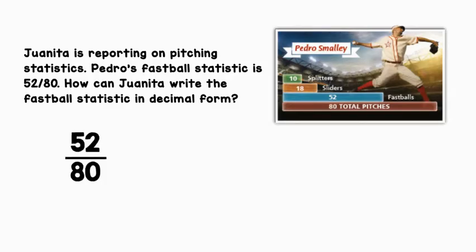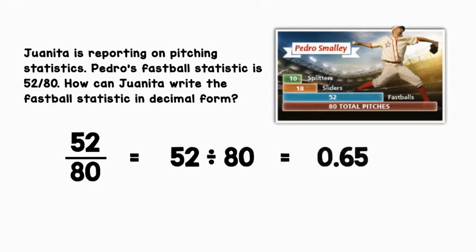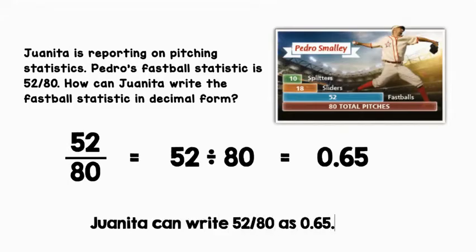Well, let's take 52/80ths. In order to convert a fraction to a decimal, we divide the numerator by the denominator. So we can rewrite this as 52 divided by 80. That will give us 0.65. Juanita can write 52/80ths as 0.65.